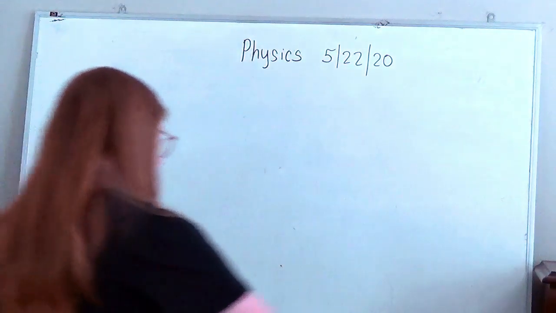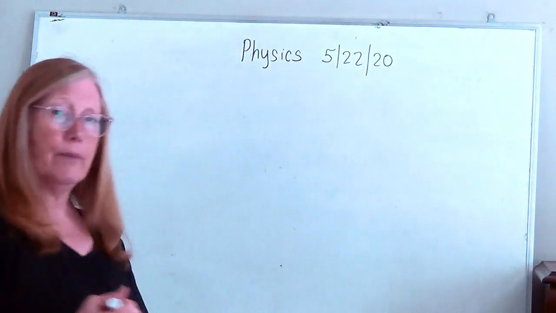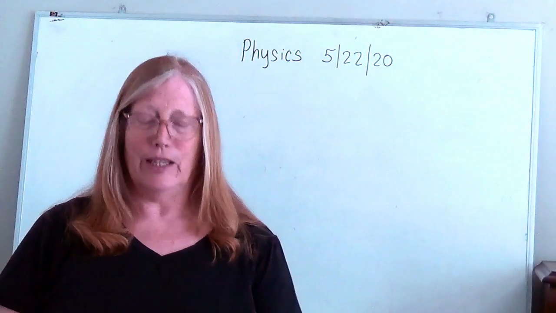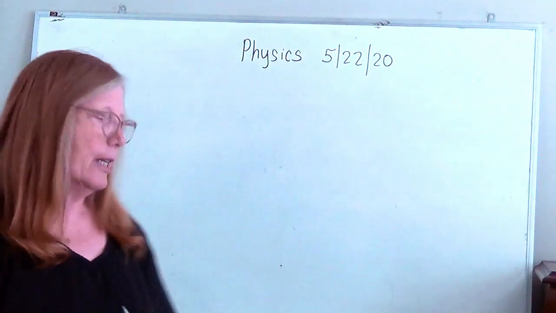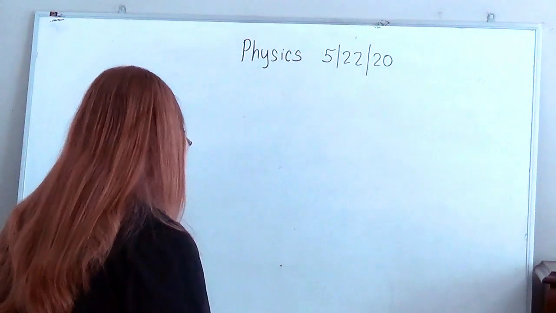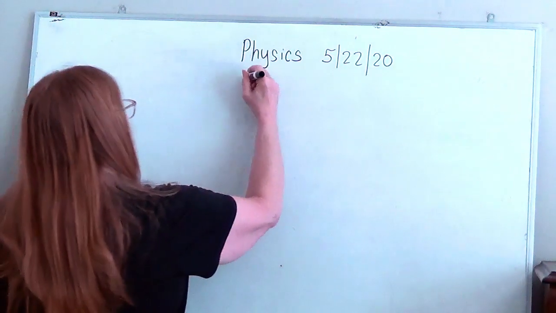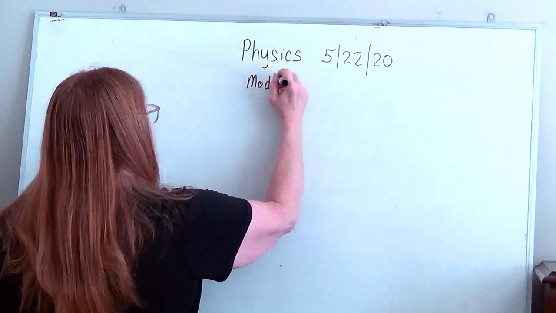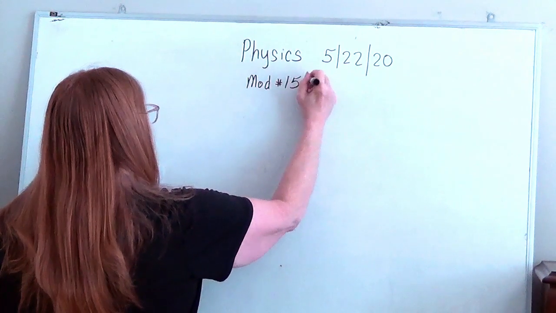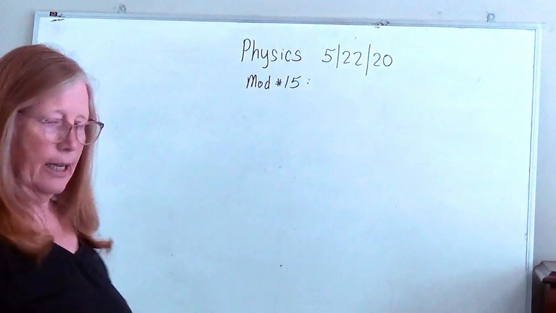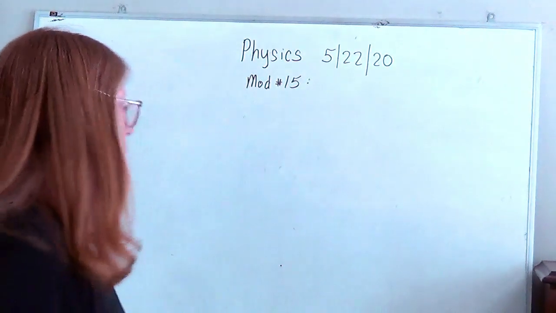So start your last section of your physics notebook with the divider, and it's Mod 15. It is called electric circuits.